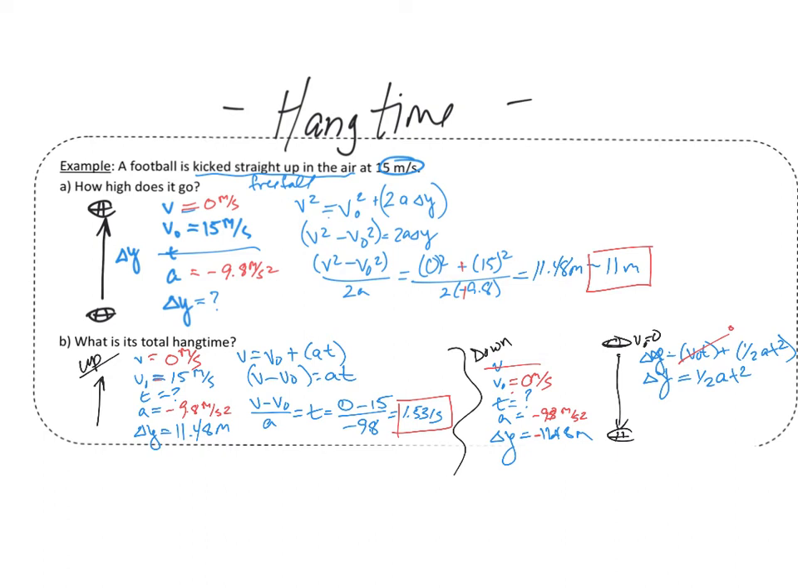First I get rid of the 1/2, I multiply both sides, so it's 2 times delta y. Then I need to get rid of the acceleration, so I'm going to divide both sides by acceleration. And then I have to get rid of the square. I'm going to do the square root. And that will leave me with time. So math-wise, I'm dealing with 2 times negative 11.48 meters divided by negative 9.8 meters per second squared.